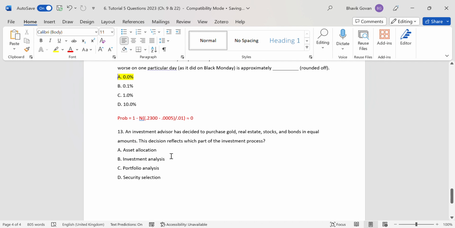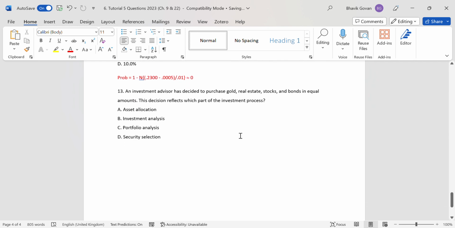An investment advisor has decided to purchase gold, real estate, stocks, and bonds in equal amounts. The decision reflects which part of the investment process. So the answer is asset allocation.